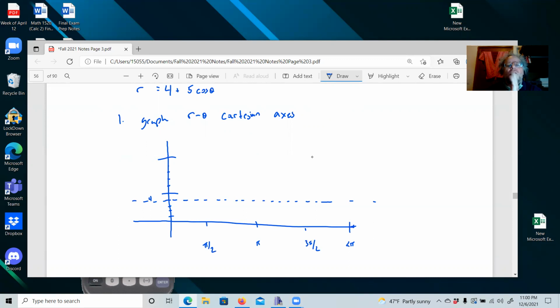Okay, so at 0, we're going to think, well, what happens with cosine? Well, cosine at 0 is 1. Right, so we put a 1 in here. So 4 plus 5 is going to be 9. So my first cosine value is going to be up here. Okay, and then we go to pi over 2. Cosine of pi over 2 is 0, so we just have 4.